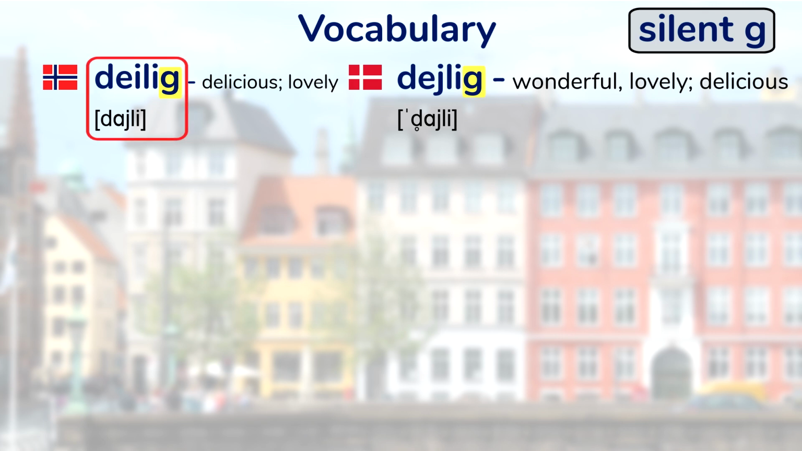In Norwegian, deilig, meaning delicious or lovely, and in Danish, deilig, meaning wonderful or lovely, and sometimes delicious. Also, notice the slightly different spelling. There are lots of little spelling differences like this between Danish and Norwegian. While delicious is a primary meaning of the Norwegian word, in Danish its more common meaning is wonderful or lovely.